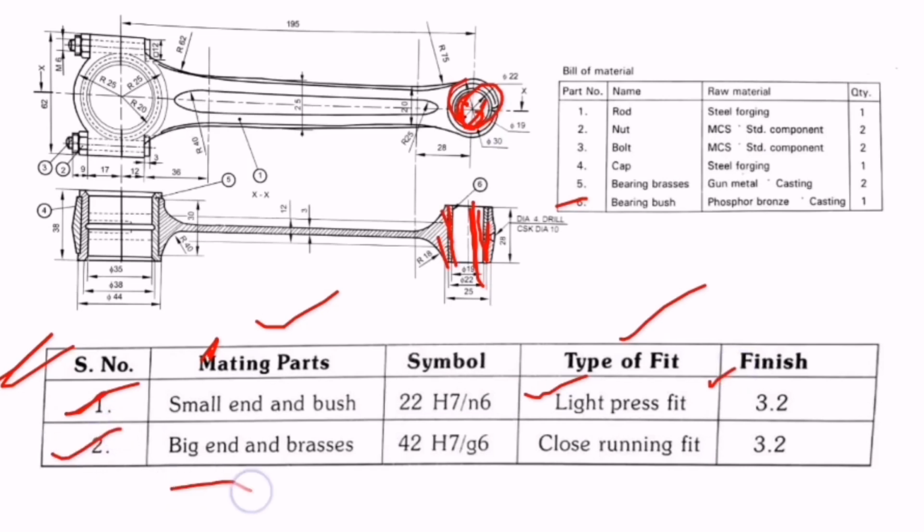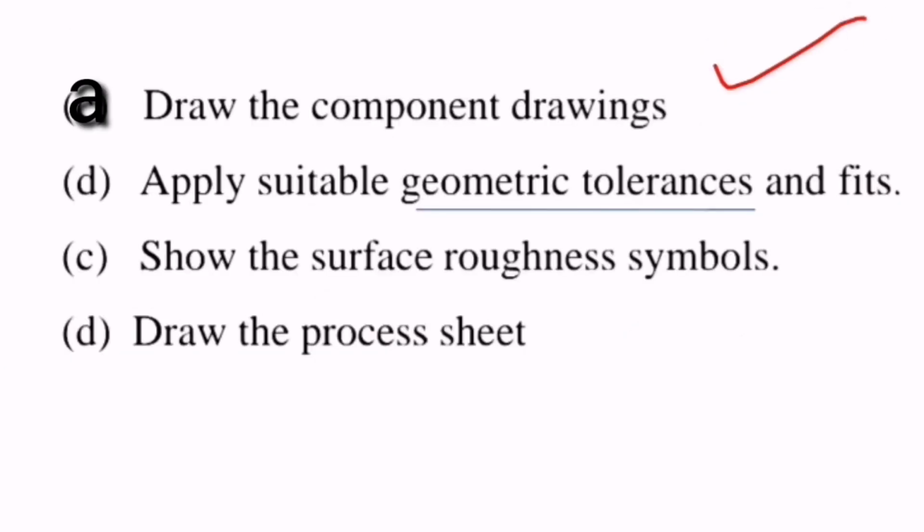And the second pair is big end and brasses. This is the big end of the connecting rod and these are the brasses, the bearing brasses. These two are mating together, and its fit is close running fit. Out of the total figure, we need to understand which parts are mating together and what type of fit they are producing. So small end and bush produce light press fit, and big end and brasses produce close running fit. We finished component drawings, type of fit table and process sheet.